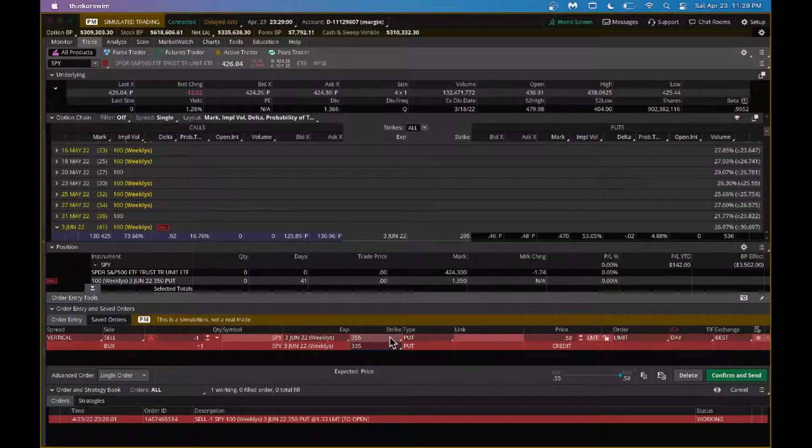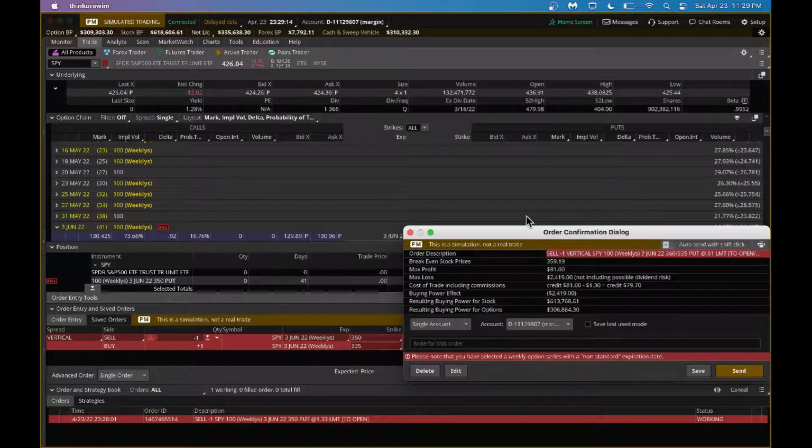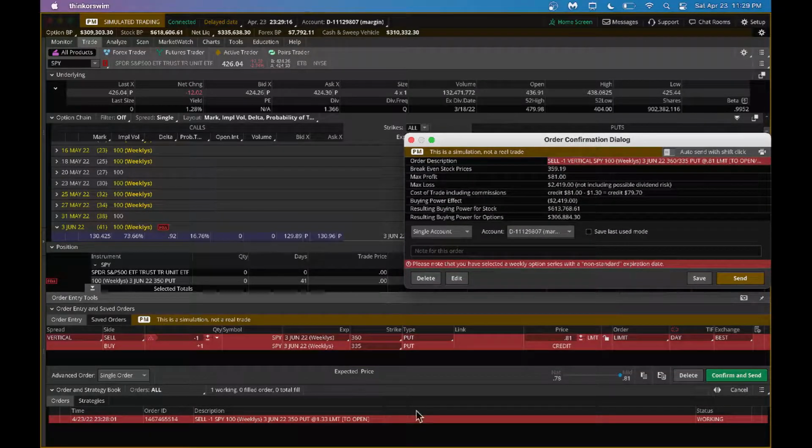So you could also do one thing. You could go a little higher here and do 360. There you go, 360 here. So you receive 81 cents here. You can confirm and send this. If you are a conservative investor, you could do something like this.